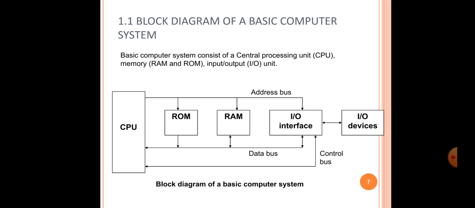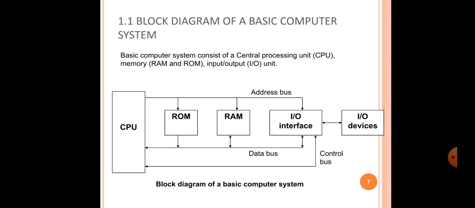Now think about the memory. Memory comes under ROM and RAM, that is random access memory and read only memory. All these communicate through buses. Now, what is a bus? A bus is what carries information from one device to another device. There are three types of bus: address bus, data bus and control bus. We will come to the details of the buses in later slides.